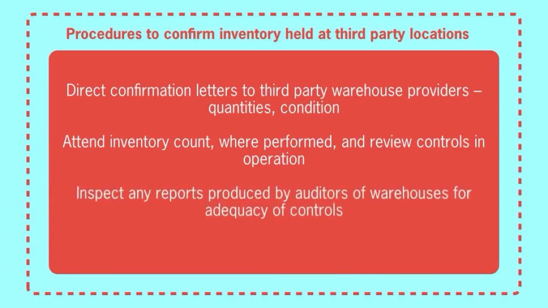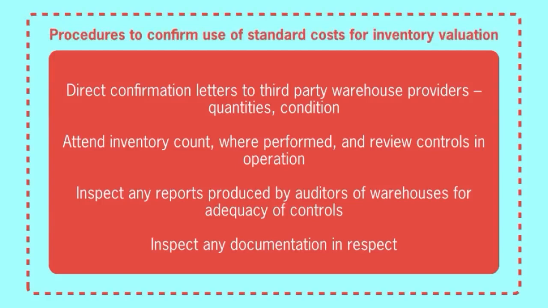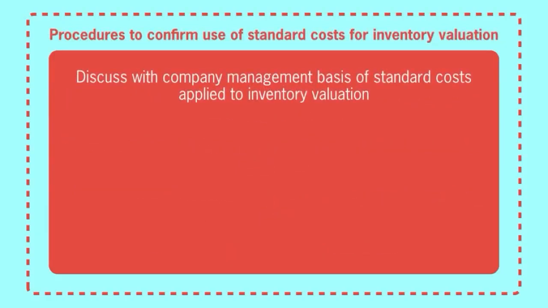The auditor should inspect any reports produced by the auditors of the warehouse in relation to the adequacy of controls over inventory, and the auditor should inspect any documentation in respect to third-party inventory. In answering Part C, Section 2, the auditor should discuss with the management of the company the basis of the standard costs applied to the inventory valuation, and how often these standard costs are reviewed and updated.